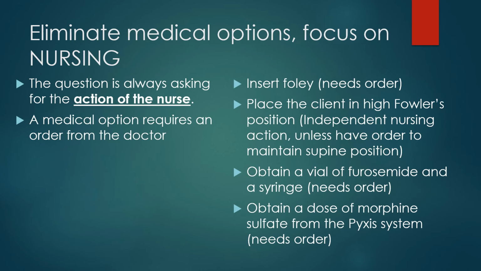Another test-taking strategy is to eliminate medical options and focus on nursing. The question is always asking for the action of the nurse. A medical option requires an order from the doctor. Over on the right are a couple of examples. Insert a Foley would need an order. Place the client in high Fowler's position is an independent nursing action unless you have an order to maintain supine position. Obtain a vial of furosemide in a syringe needs an order. Obtain a dose of morphine sulfate from the Pyxis system also needs an order.